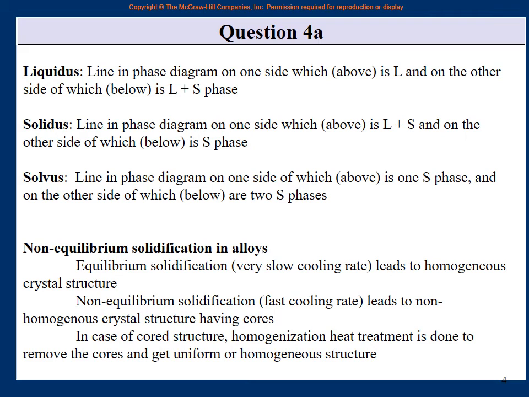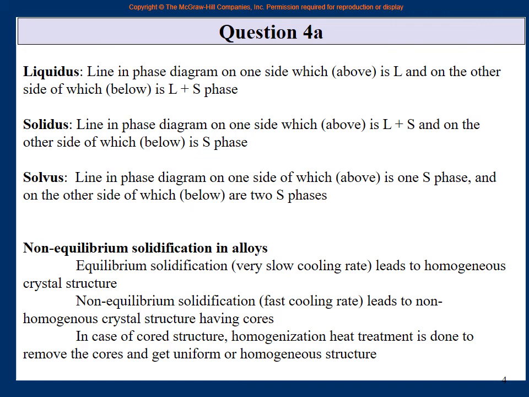What is a solvus line? It is a line in the phase diagram on one side of which, generally above, is one solid phase, and on the other side of which, generally below, are two solid phases. Usually, because we are doing binary alloys, alloys which have two materials, there will always be two liquidus lines, two solidus lines, and two solvus lines.